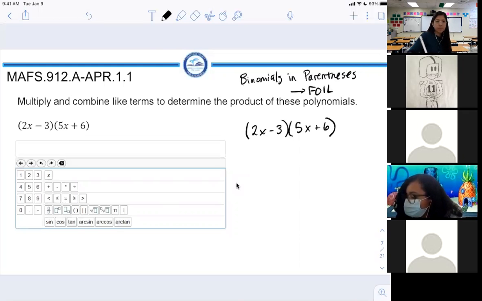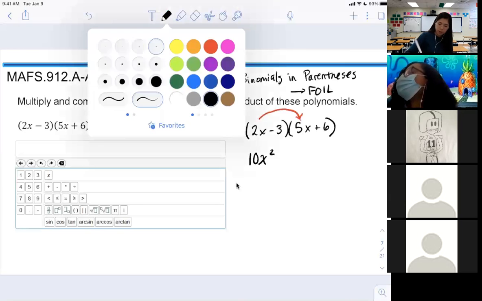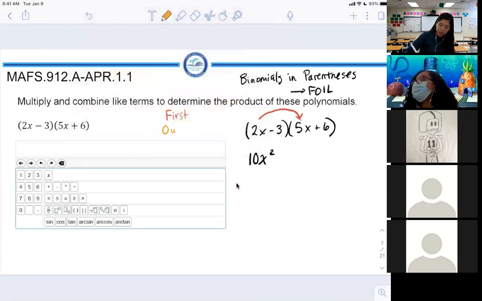So we FOIL. F stands for first. What are the first two terms? 2x and 5x. 2x times 5x. What is 2x times 5x? 10x squared. Very good. Because remember, when you multiply two variables, you square them. So 10x squared.